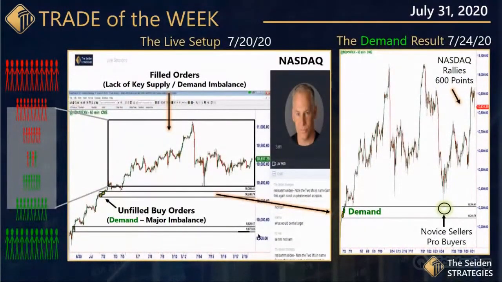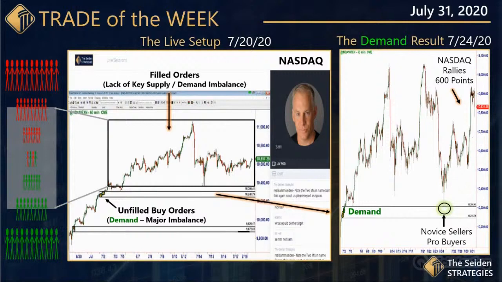So I think just a little bit later, you can see on the right, price did actually rally all the way back up to here, and then just collapsed right into our demand zones. And then rallied about 600 points and didn't have a hard time doing that.